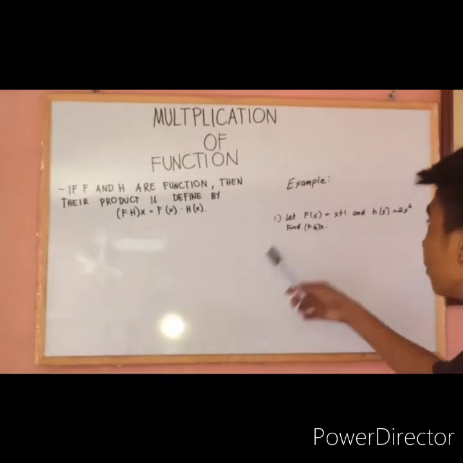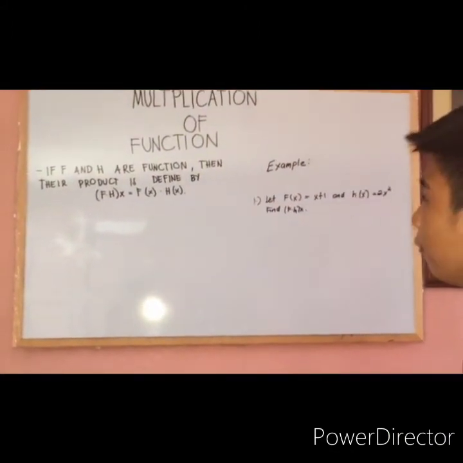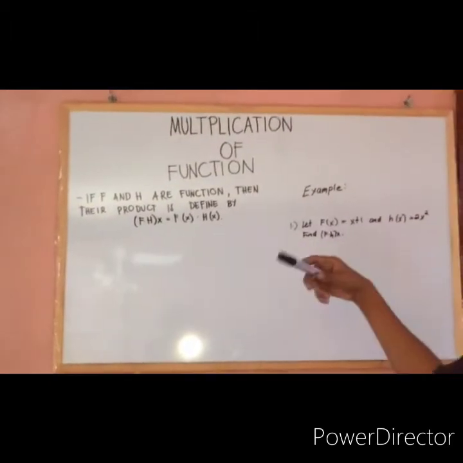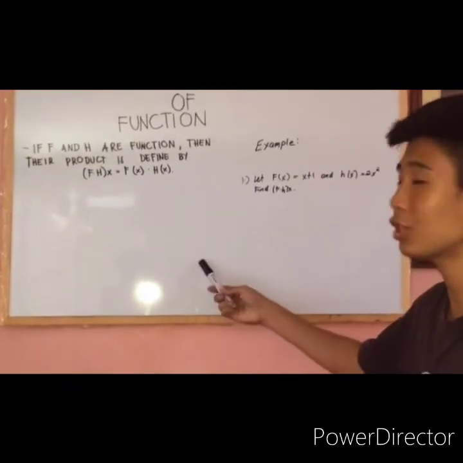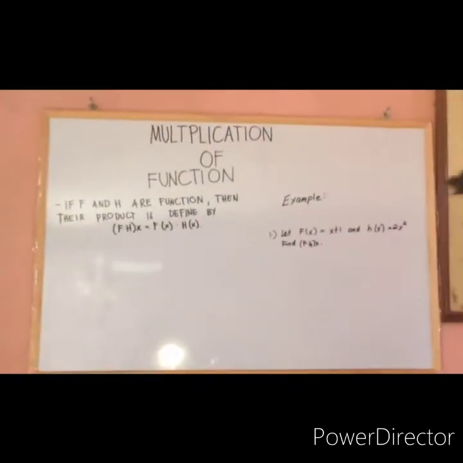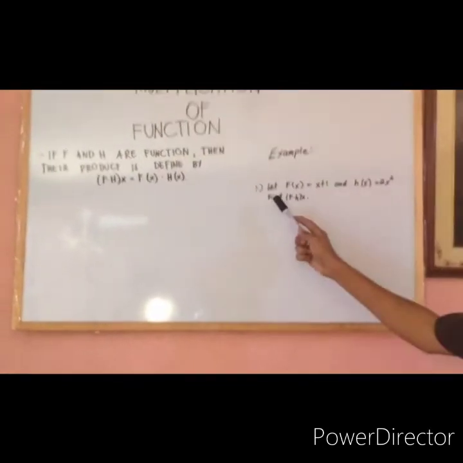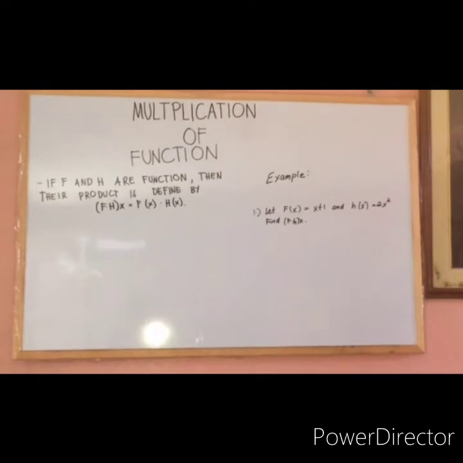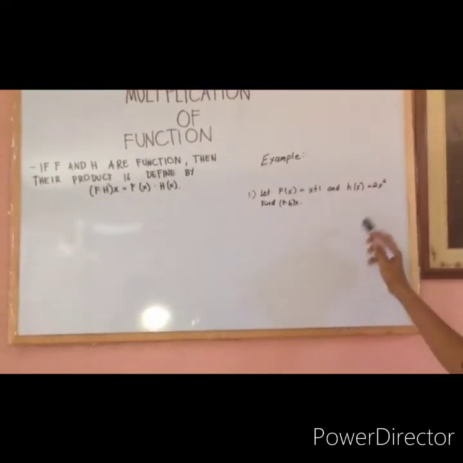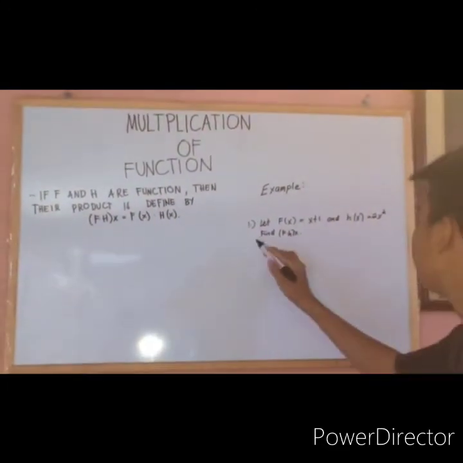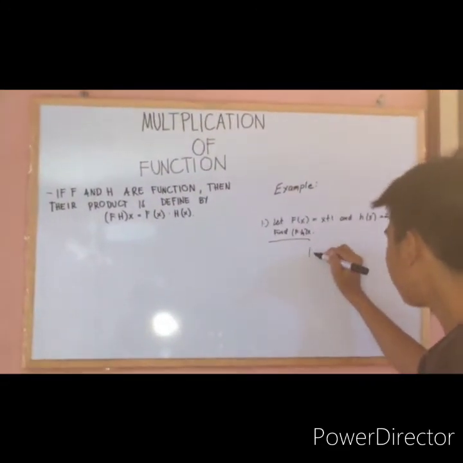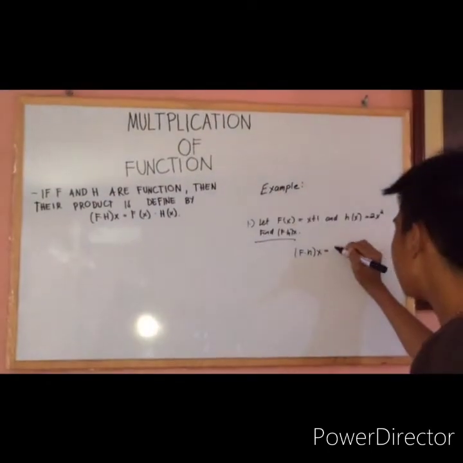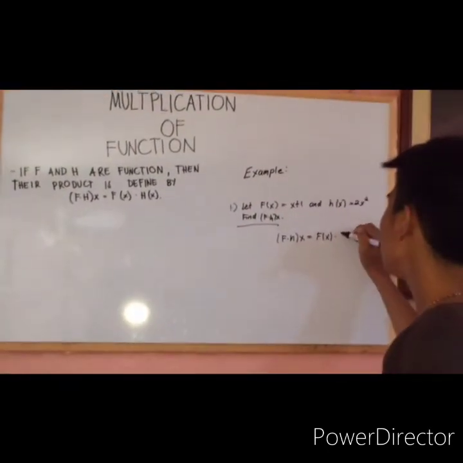Hello everyone, my topic of today is all about multiplication of functions. So if f and h are functions, then their product is defined as f times h of x equals f of x times h of x. So for example, let f of x equals x plus 1 and h of x equals 2x squared. Find f times h of x. Find as f of x times h of x.